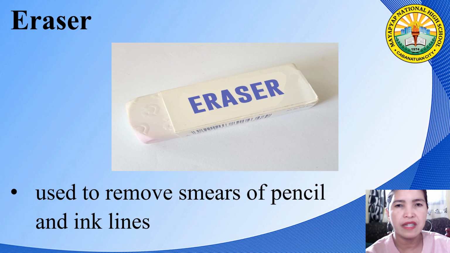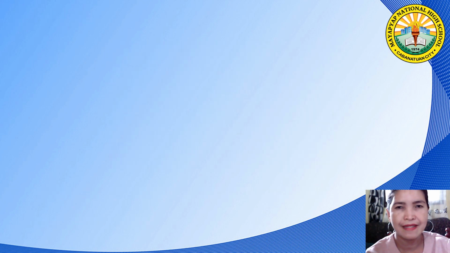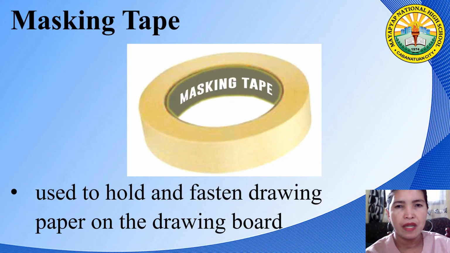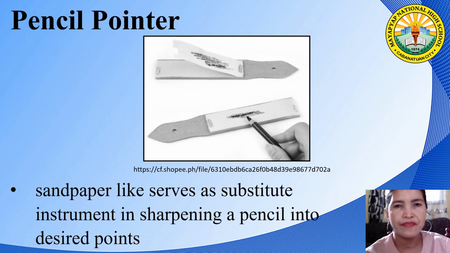A soft eraser is advantageous in removing smudges and pencil marks, whereas a harder eraser is useful for making changes and correcting errors in the drawing. Masking tape. It is used to hold and fasten drawing paper on the drawing board. The last on our list of materials is the pencil pointer. Sandpaper-like, it serves as a substitute instrument in sharpening a pencil into desired points.